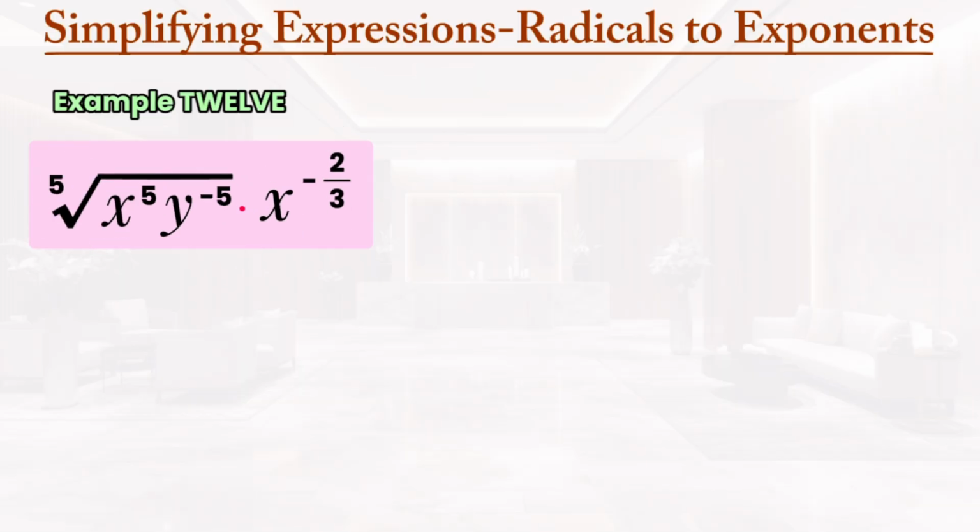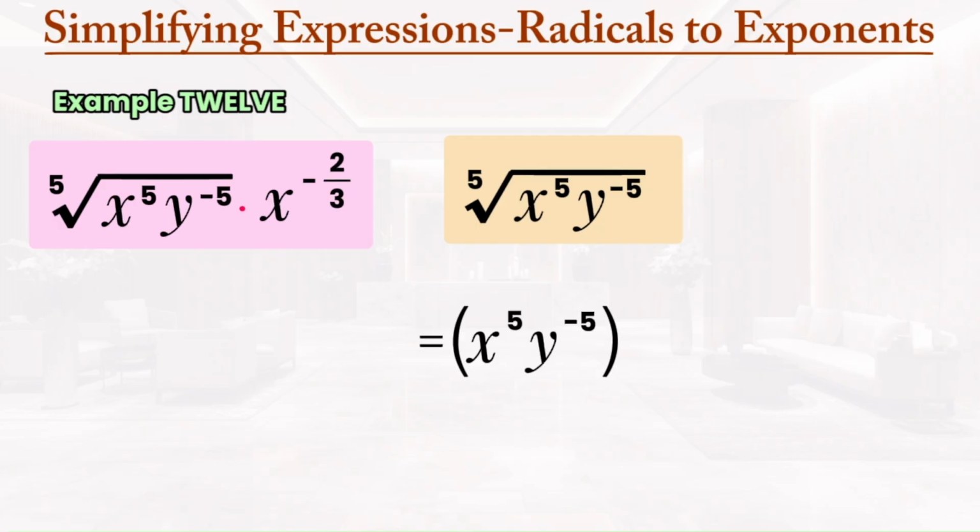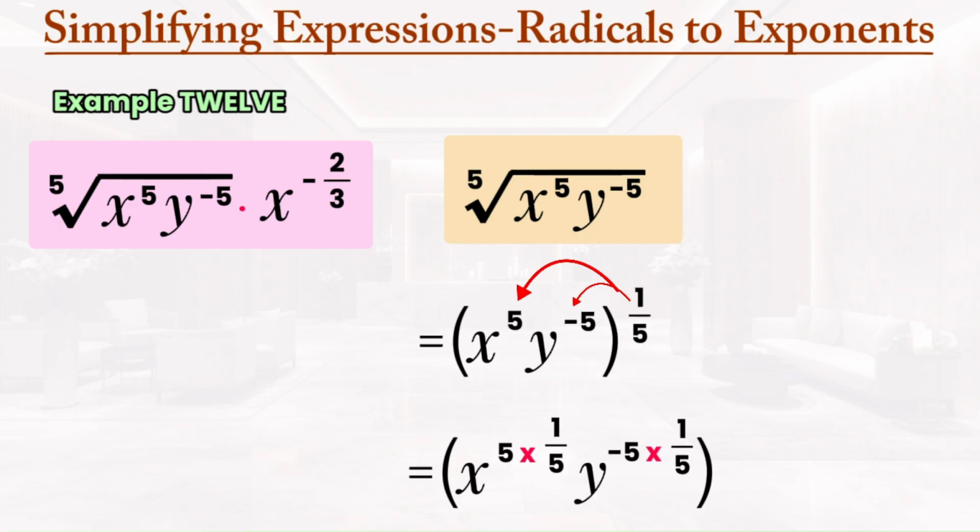Now I know with this example, it looks like there's a lot going on here. But hey, it's nothing that we can't easily simplify. First, let's convert the radical to an exponent. We place the entire subject in brackets, and then we place the fractional exponent on the outside. Since the index is 5, the denominator is also 5. Now we share the 1 over 5 with both x and y variables by multiplying the exponents. That means x is to the power of 5 times 1 over 5, and y is to the power of negative 5 times 1 over 5. The result is x to the power of 1, or just x, times y to the power of negative 1.